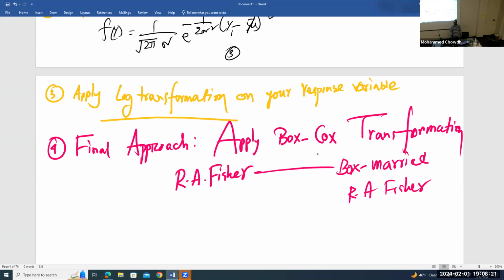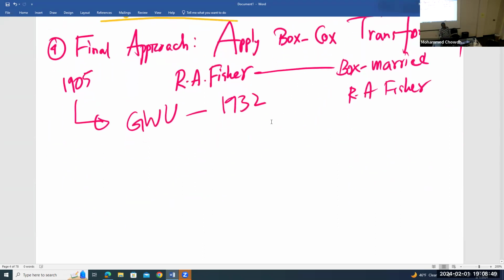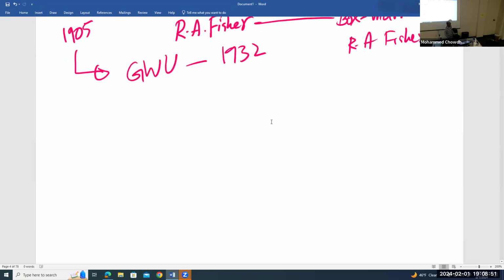So statistics is relatively very nascent; it is not even 100 years old in many American universities. The first statistics department was established in Britain in 1905, and the first in the USA was established at George Washington University in 1932 or 33, something like that. Clear. I'm not done yet. Many important things I have to discuss here. That is the foundation.